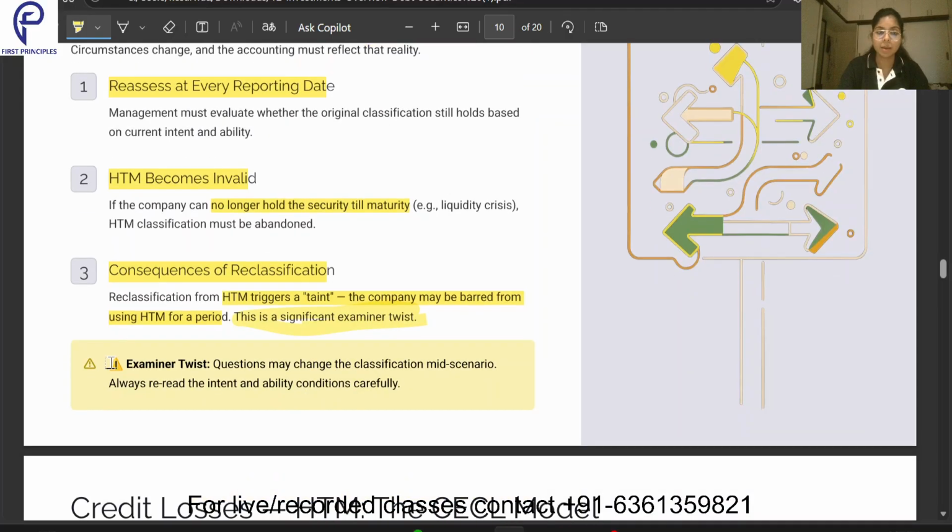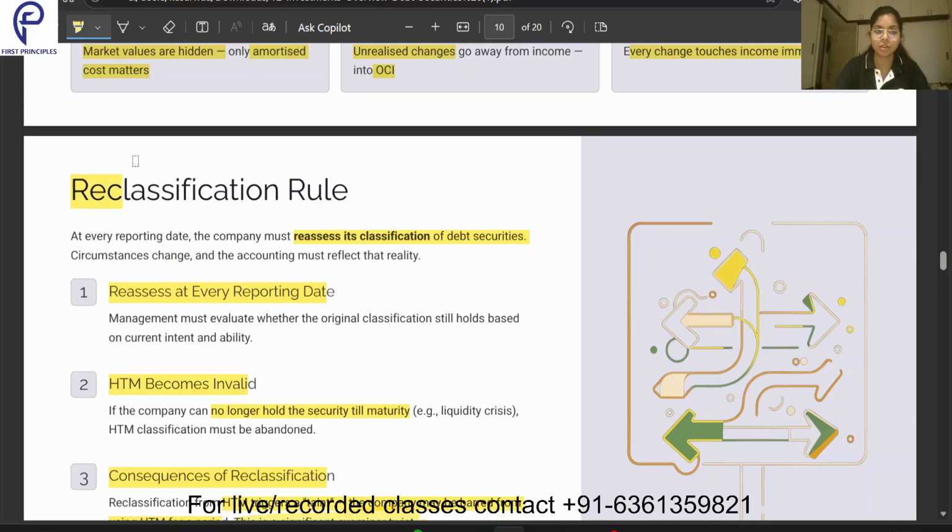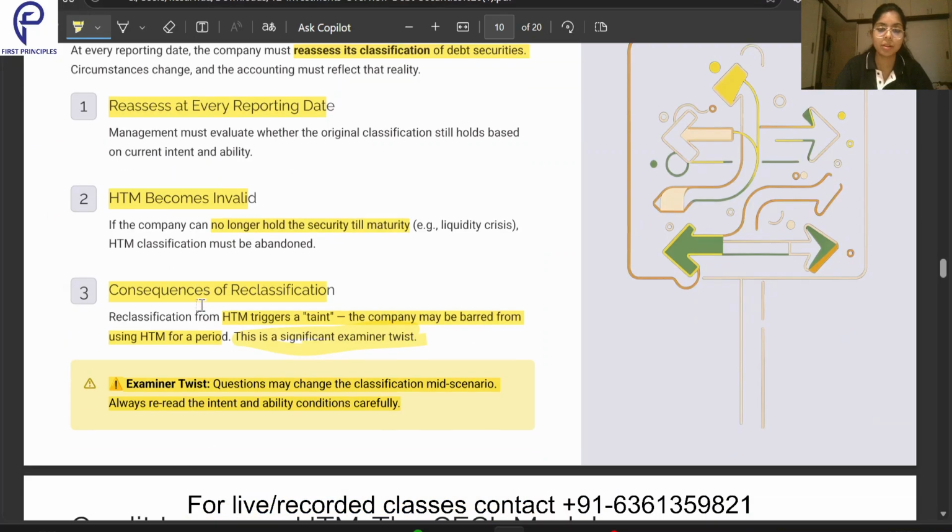So in the examiner twist, what is there? Questions may change the classification mid scenario. Always reread the intent and the ability conditions carefully. This is for held to maturity. This reclassification is for held to maturity. And what can happen? It can happen that this particular intent or ability can be changed in the middle of the question. So we should be careful about that.